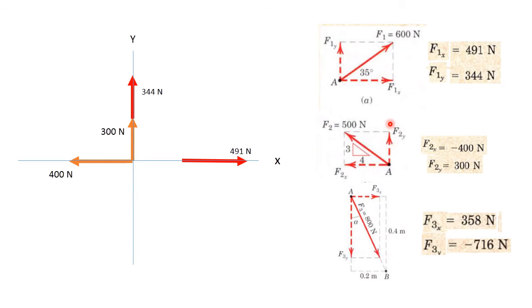Similarly, considering the next 800 Newton force, it is in the fourth quadrant. If you resolve it towards x and y, the horizontal component is towards the right, and the value we have already calculated is 358. The vertical component is acting in the downward direction, and we have calculated it as minus 716 Newton. Minus indicates it acts towards the downward direction.